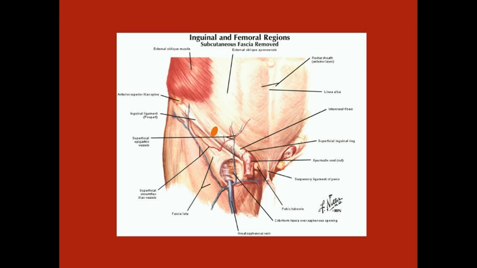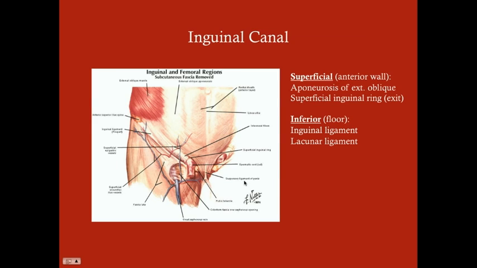Okay, so here's your deep inguinal ring in orange. And then you've got your inguinal canal, which is transmitting the spermatic cord or your round ligament, as well as the ilioinguinal nerve. And then you have your superficial inguinal ring where everything exits. So you can think of the canal, which is a space, but it's not a very big space. It's just big enough to transmit whatever is being transmitted.